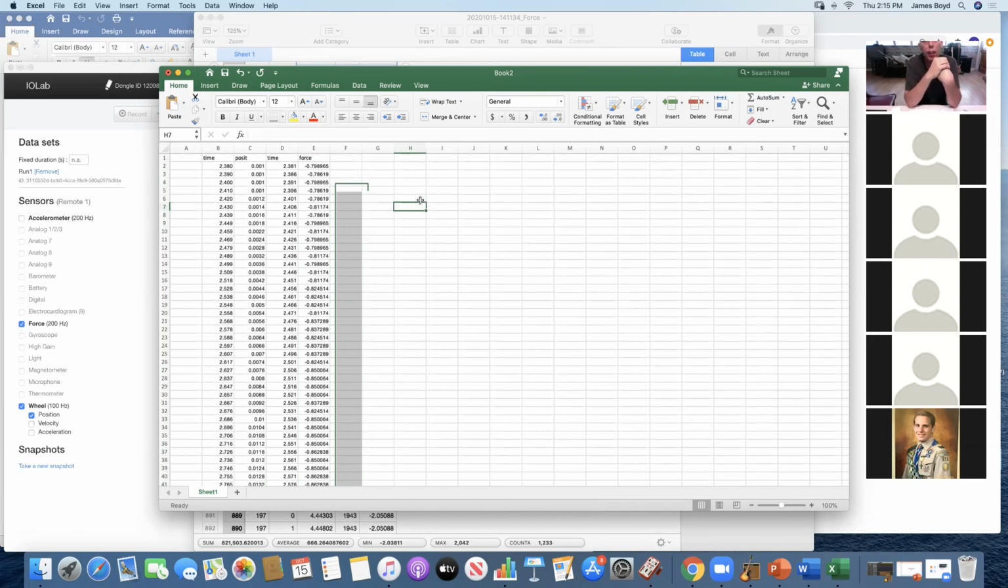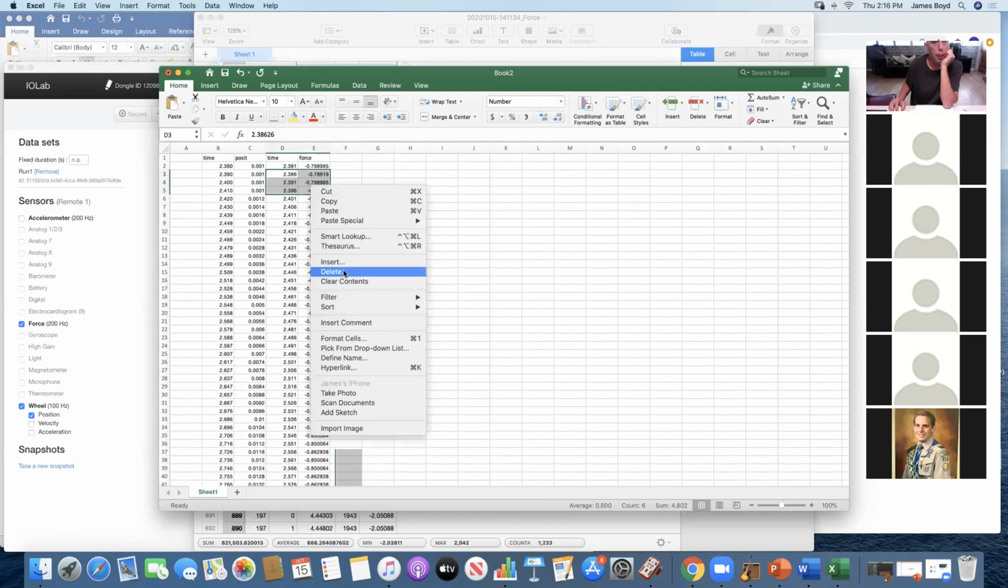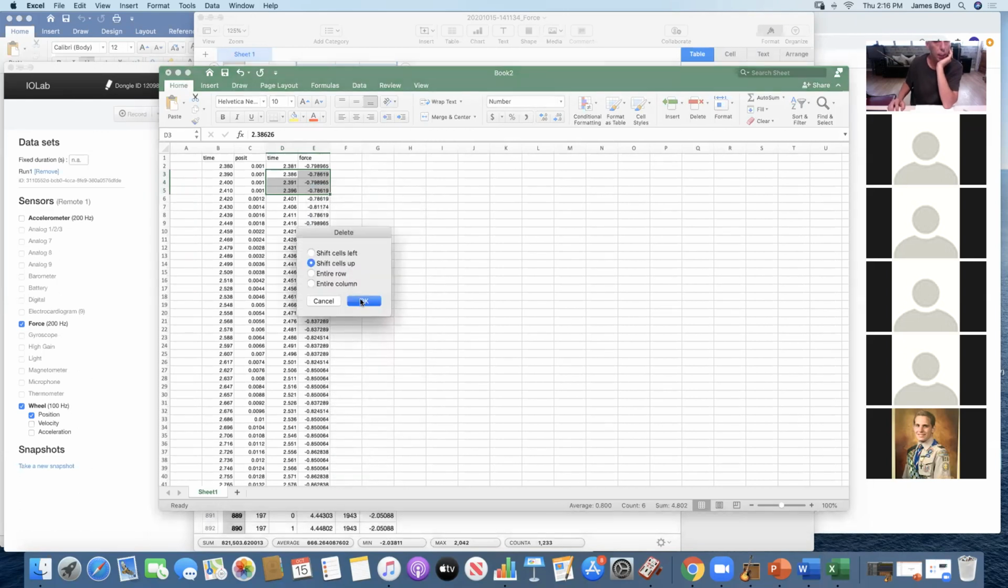So now that we have this, we can see that we have kind of mismatched data, which is not a good thing. But what we can do is associate them together. And what I would suggest is start at whatever your first data point is. Here it's 381. And then go to the nearest, like the first one after, well, let's go with 2.4. I'm going to shift cells up.